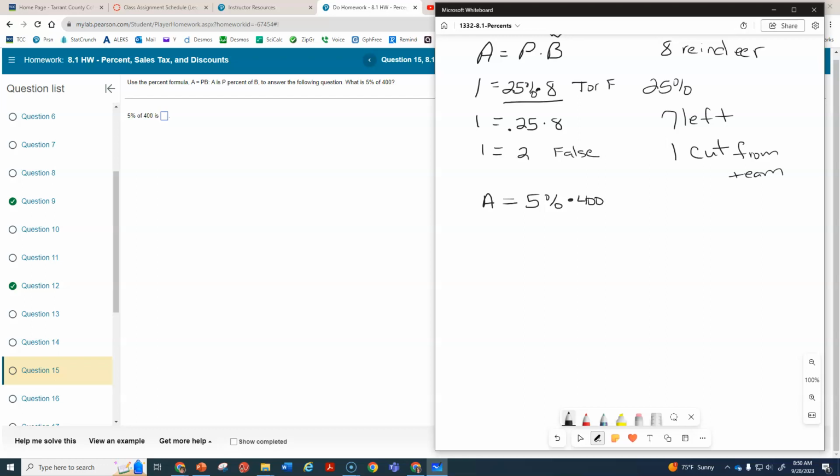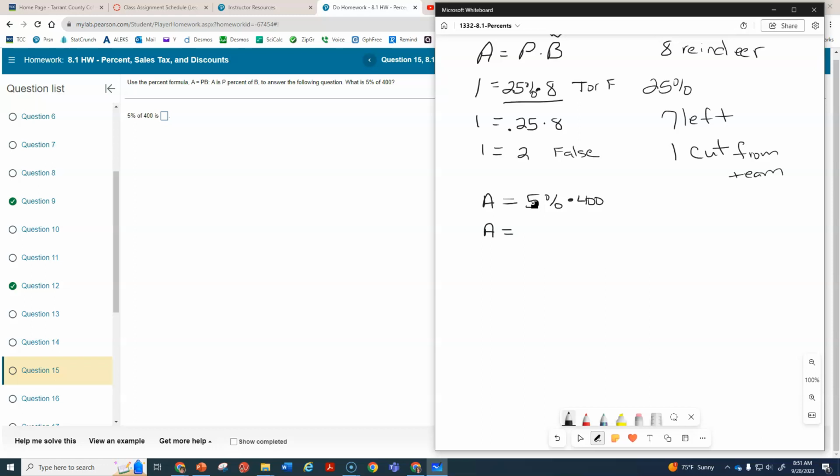So again, in order to work this problem, all we're going to have to do is multiply this. However, we've got to change that 5% to a decimal or a fraction. Doesn't matter which one, whatever you're more comfortable with. But 5% is not a working number. It's just a description. So we have to change that to a working number.